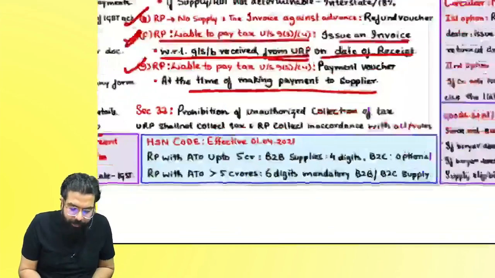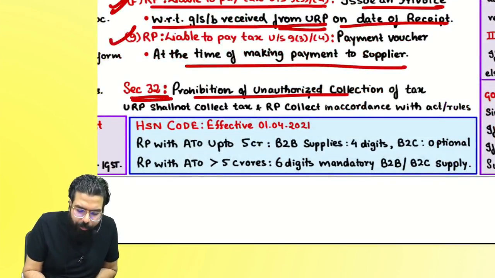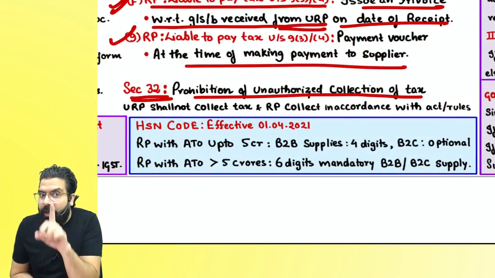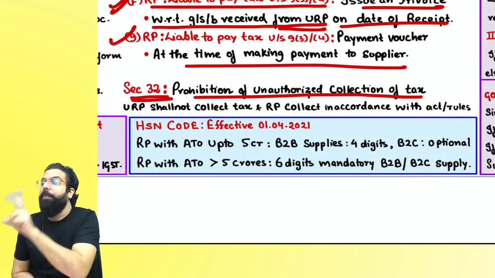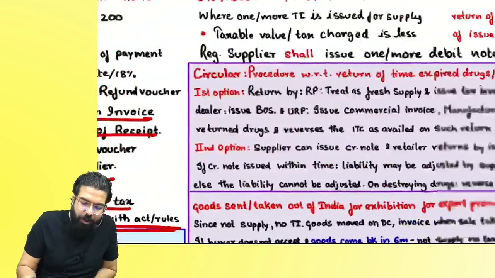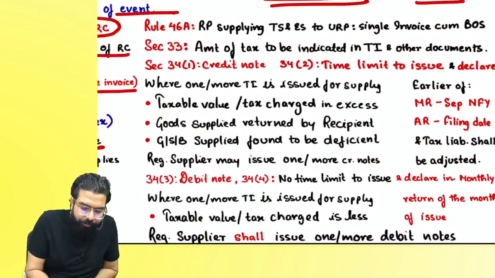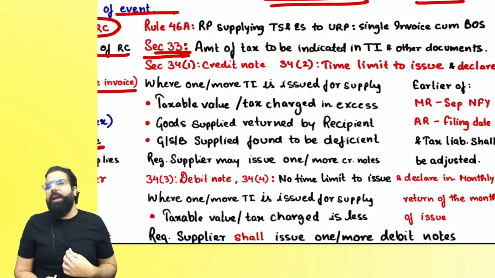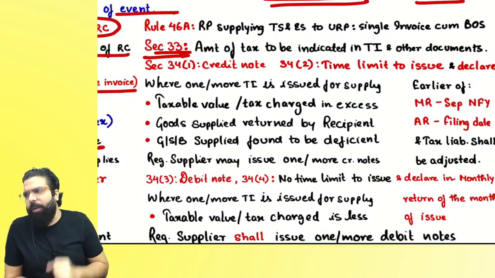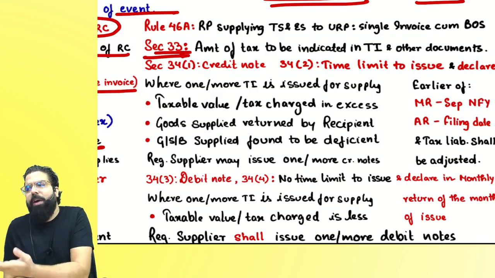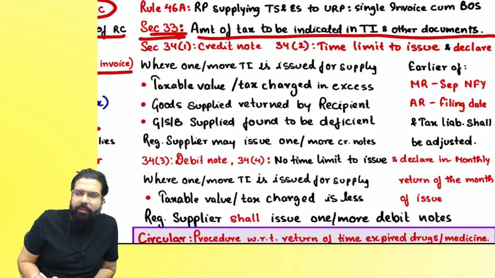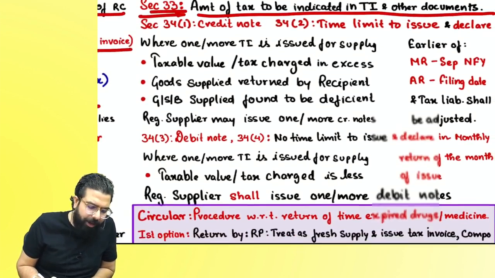Now we have section number 32, which says prohibition on unauthorized collection. If you are an unregistered person, don't collect any tax. Registered person, collect as per the provision of the act or rules. 33 told, whenever you are issuing any tax invoice or other document, please show the amount of tax which is being collected, right? Amount of tax to be indicated in the tax invoice and other documents which are being issued.